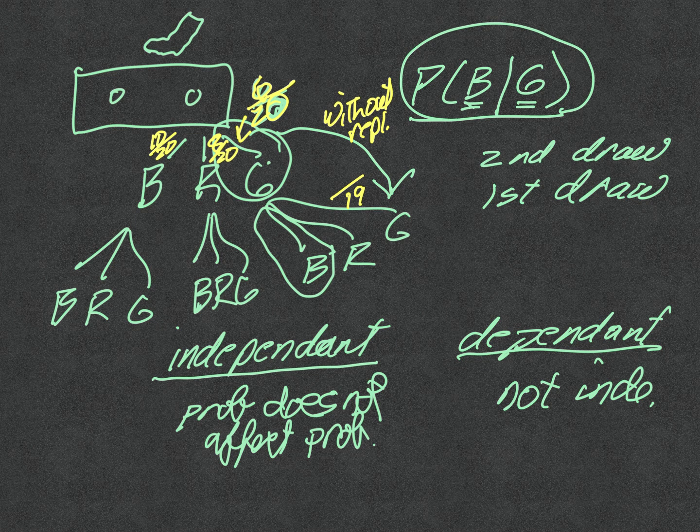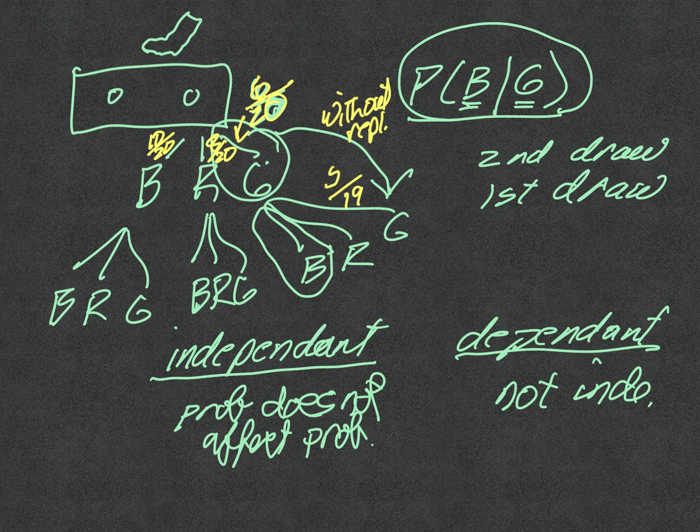If I drew a green on the first one, I had 6 out of 20. But on this draw after I drew a green, I now only have 5 greens left, and I only have 19 total socks. So the probability of this second green one is going to be 5 out of 19. So this event occurring changes the probability the next time around. And if that happens, then we are not independent.